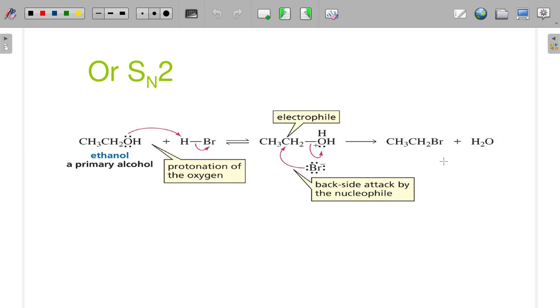And if we have a primary, we kind of expect this to be somewhat like an SN2 because we'll still protonate it. But now that we have our protonated OH being a good leaving group, that bromine can come in and do a backside attack and goes right on there. And there's plenty of evidence that says both of those are true. It's SN1 when you have a tertiary alcohol, and it's SN2 when you have a primary.